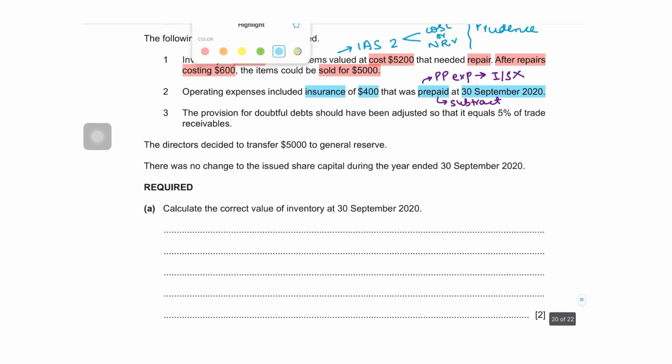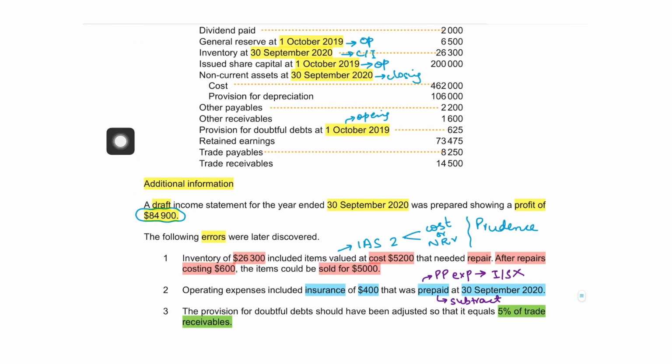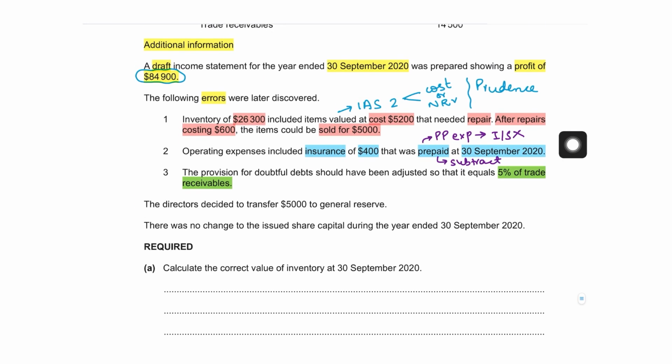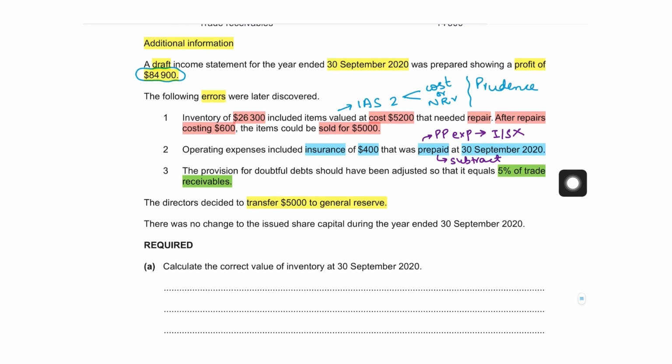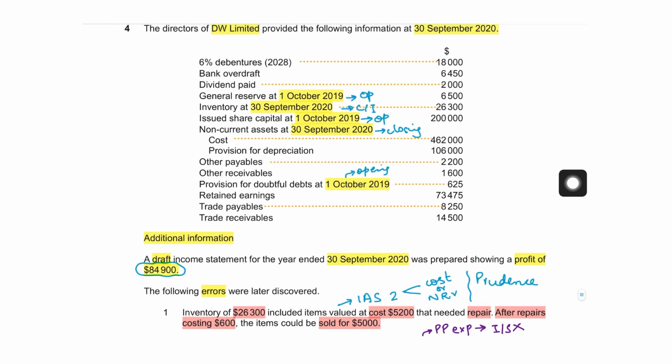And the third is related to provision for doubtful debts, which should have been adjusted so that it equals 5% of trade receivables. So we have already seen that we were given the opening balance, we just have to find out the closing balance, and the difference will go in the income statement, either as an expense or as an income. Further, we are also told that the directors decided to transfer 5,000 to general reserves, okay, and there was no change to the issued share capital during the year ended 30th September 2020. So this means that there were no shares issued during the year. What was the balance in the beginning remained the same till the end.